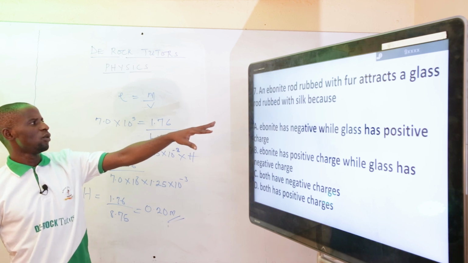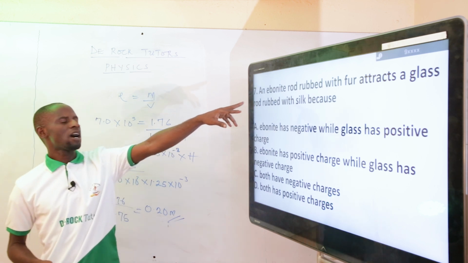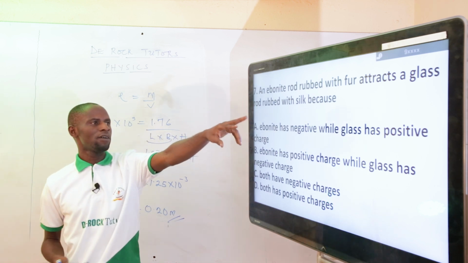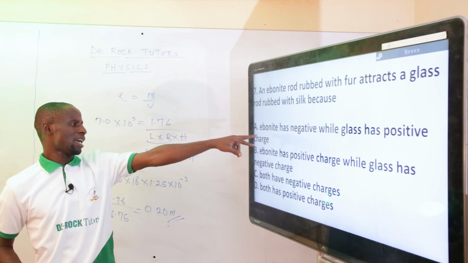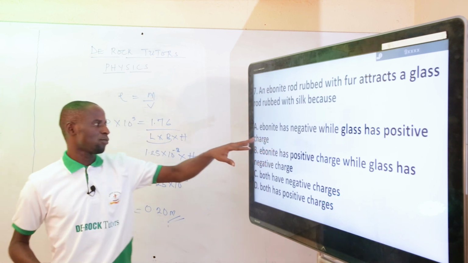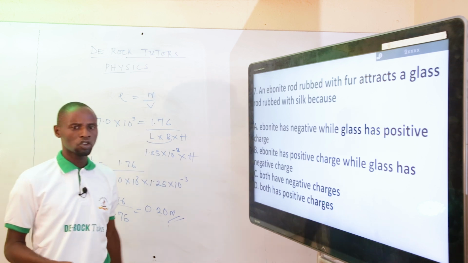If you look at the question very well, an ebonite rod has a negative charge while glass has a positive charge. So there will be a force of attraction between them. So it means that ebonite rod has negative charge while glass has positive charge. That's the correct option. The correct option is option A.